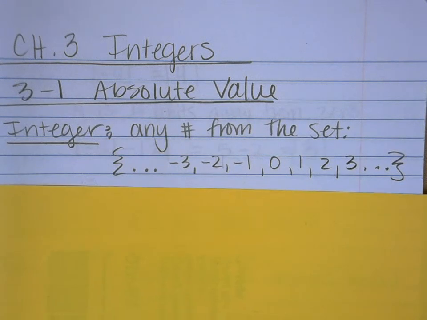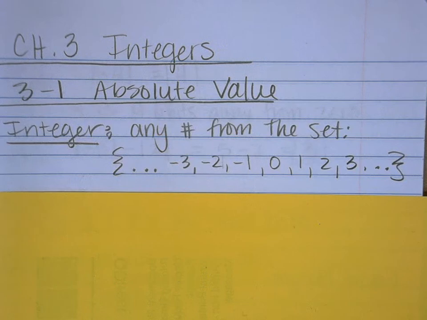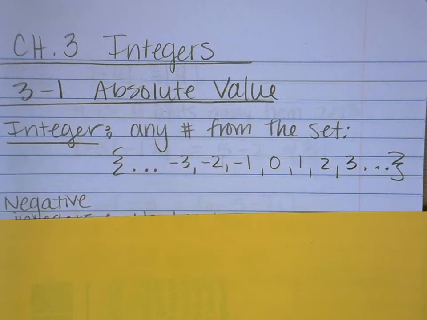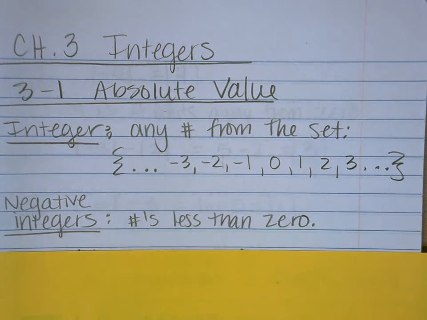All right, so integer is any number from the set from negative infinity to positive infinity, including 0. Okay, 0 is an integer. And again, whenever you see those little brackets around numbers, that means the number set. At least that's how we say it in math. And then we have negative integers, which are numbers less than 0. You may not have worked with negative integers, but you definitely know what a negative integer is. Any number less than 0.